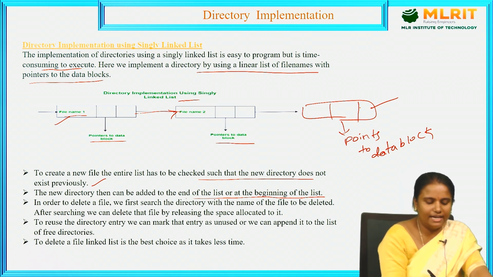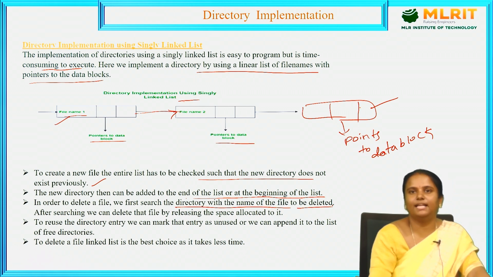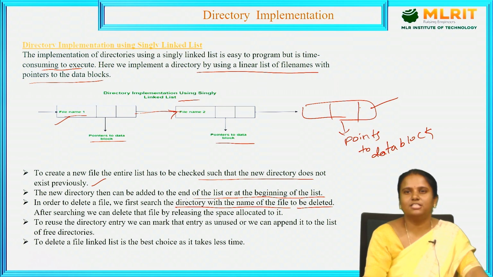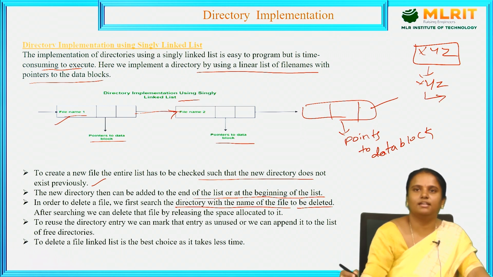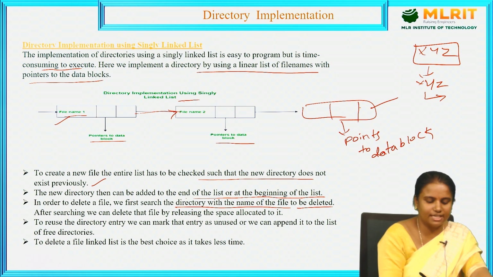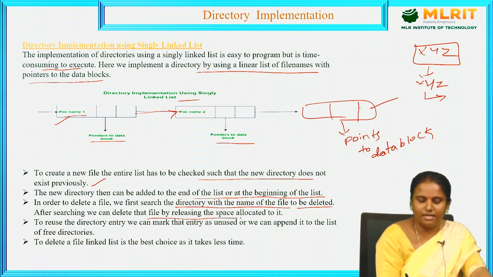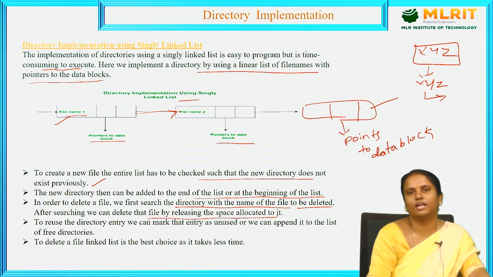In order to delete a file, we first search the directory for the name of the file, then delete it. Whenever you don't want a file in your folder, say the XYZ file, you need to search for that file and then delete it. After searching, we can delete it. That file will be released and the space given to new ones, so after deleting we can allocate new files or new directories.